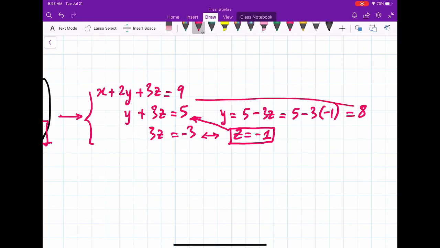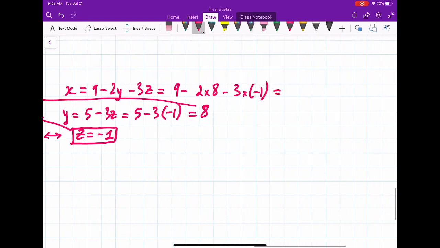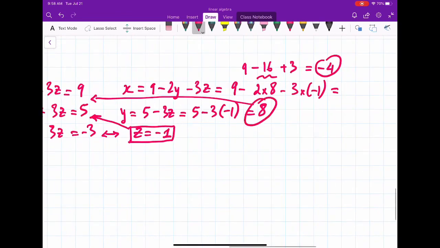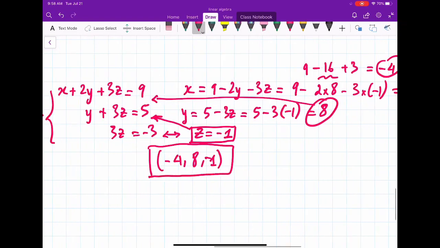And then we plug this into the first one. I got x equal to 9 minus 2y minus 3z equal to 9 minus 2 times 8 minus 3 times -1. We just compute this. We got, this is 16. 9 minus 16 plus 3, which is -4. So finally we already got the solution. x equal to -4, y equal to 8, and z equal to -1. The system has only one solution.